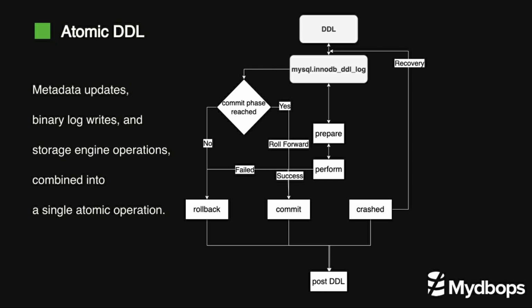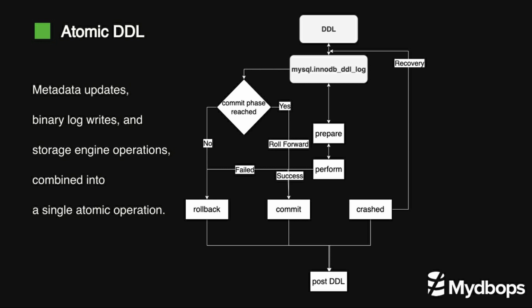If the commit phase is reached, it rolls forwards and commits the transaction and performs the post DDL operation. If the commit phase is not reached, it rolls back the particular DDL. So this makes the schema changes much more efficient, and it's leading us to a crash safe data dictionary and consistency in handling the table definitions.